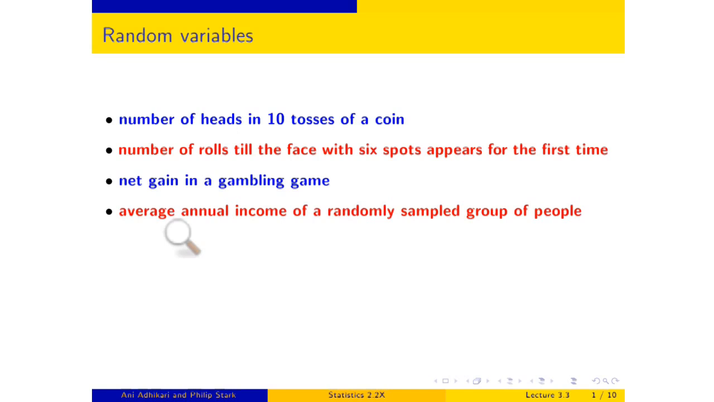So all of these are variables in that they can take more than one value, and they're random variables in that their value is subject to chance. Chance gets to decide what the value is.